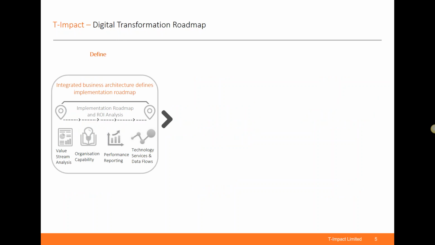And to give you just a little bit more detail on these steps, usually during the define stage, we'll be looking at the existing and future states of the process you're planning to automate. And we use tools like value stream analysis and mapping, understanding your organizational capability, looking at how you report on performance, and look at the technology that you've got today and the data flows and how your processes work.